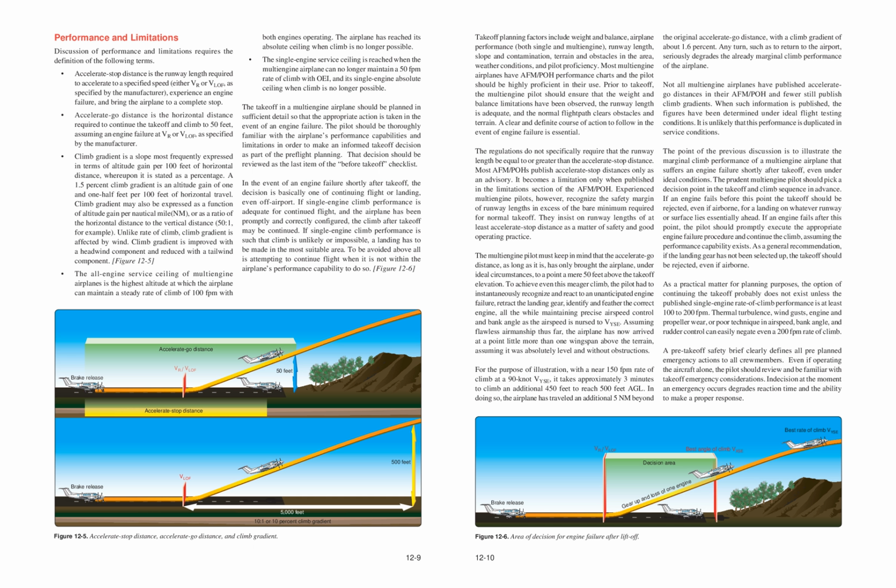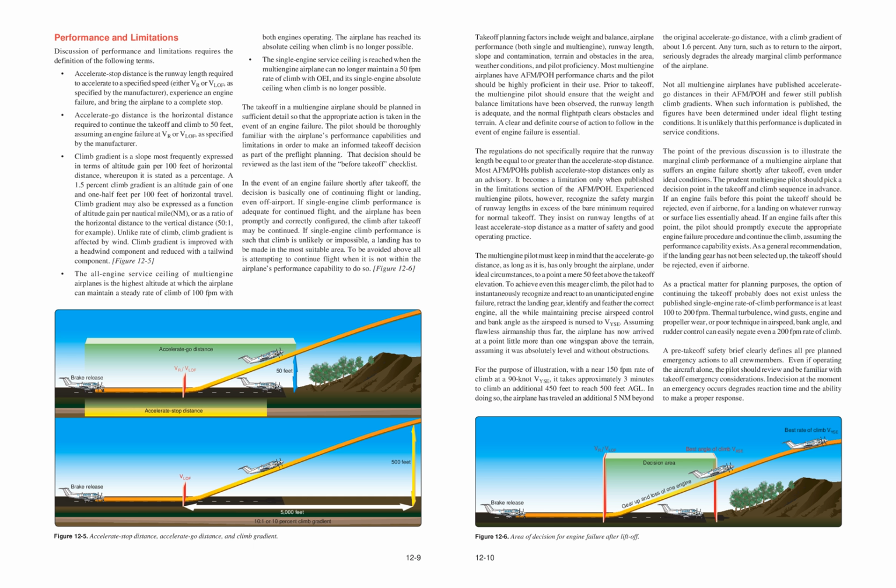Climb gradient is a slope most frequently expressed in terms of altitude gain per 100 feet of horizontal distance, whereupon it is stated as a percentage. A 1.5% climb gradient is an altitude gain of 1.5 feet per 100 feet of horizontal travel. Climb gradient may also be expressed as a function of altitude gain per nautical mile (NM), or as a ratio of the horizontal distance to the vertical distance, 50:1, for example. Unlike rate of climb, climb gradient is affected by wind. Climb gradient is improved with a headwind component and reduced with a tailwind component.